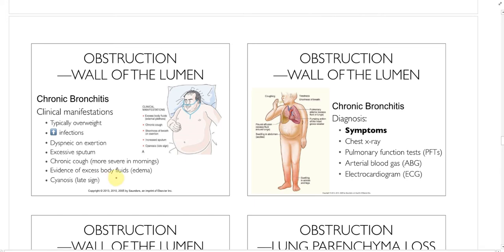They may have excess body fluids, edema, because of the right-sided heart failure that can occur with COPD. And then a late sign that they may experience is cyanosis from just simply not having enough oxygen.